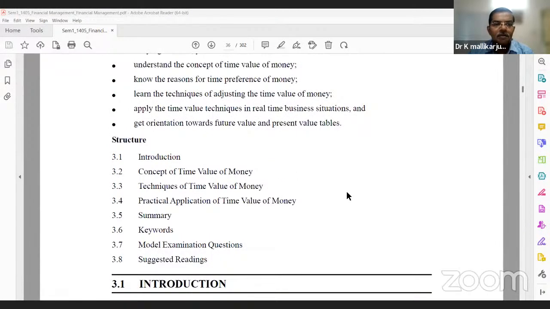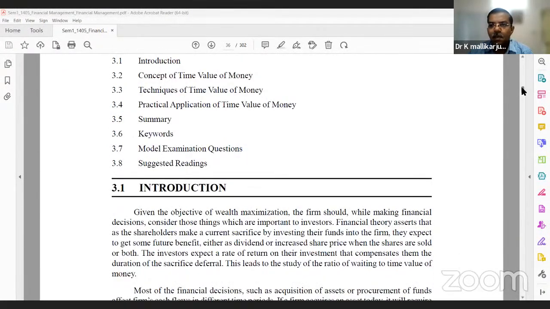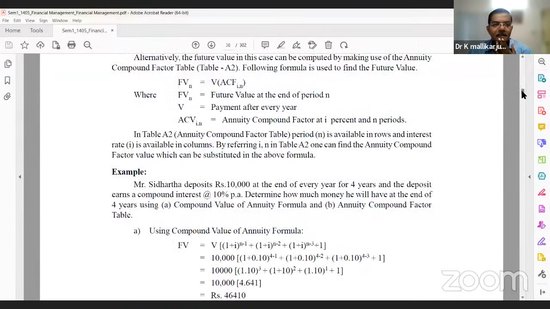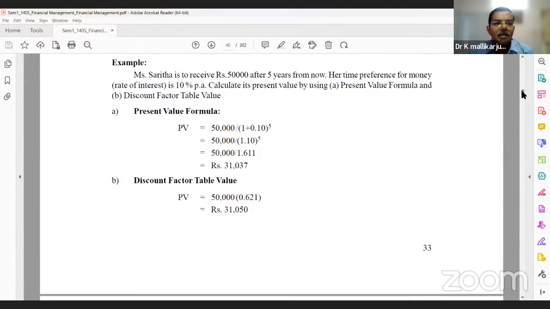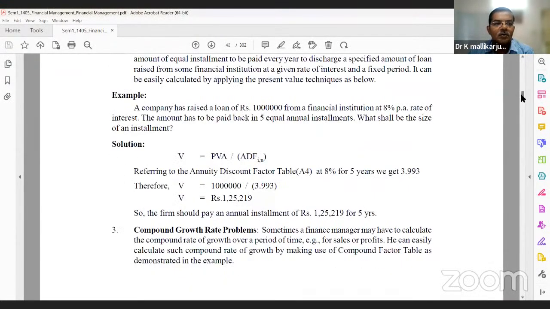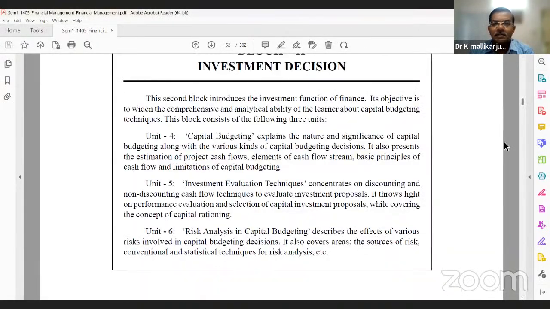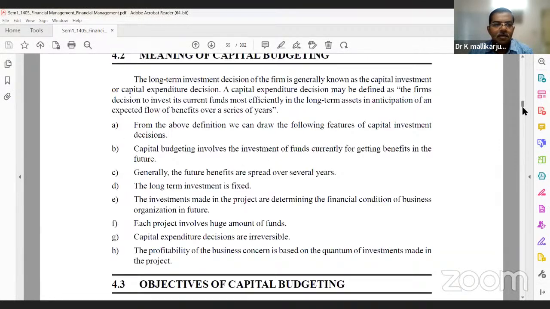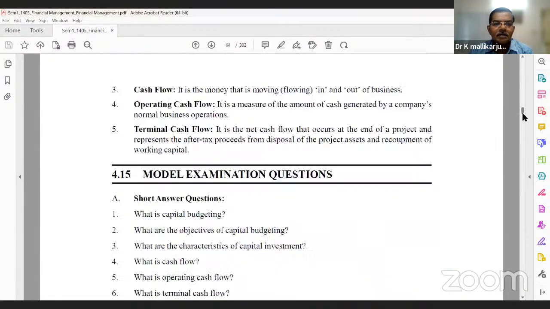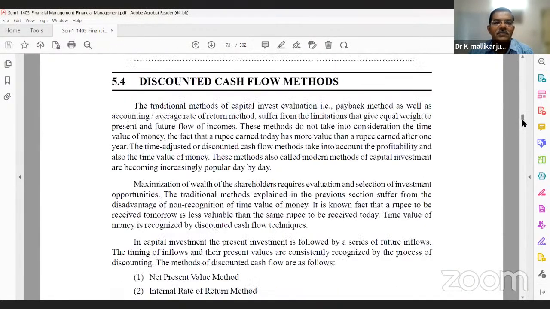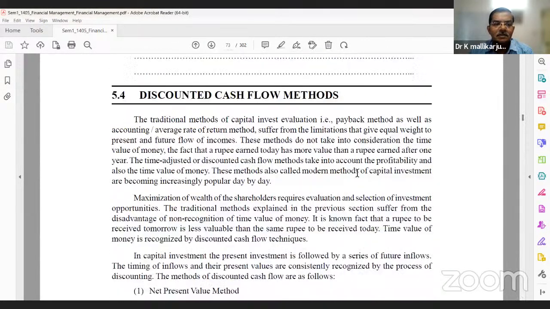So last class we discussed capital budgeting evaluation techniques, and the payback period method and the ARR method we discussed. Two are left, that is the average rate of return method. So we completed the theory parts as well.